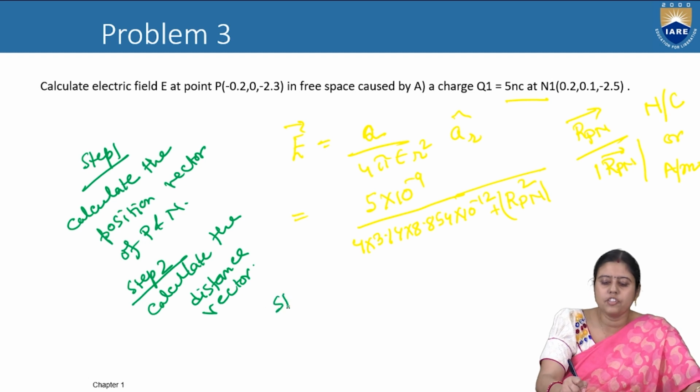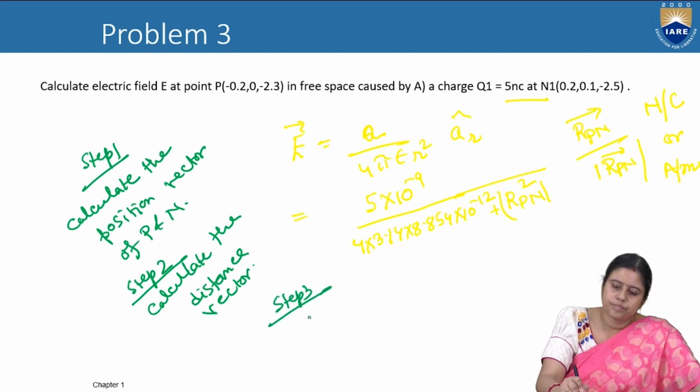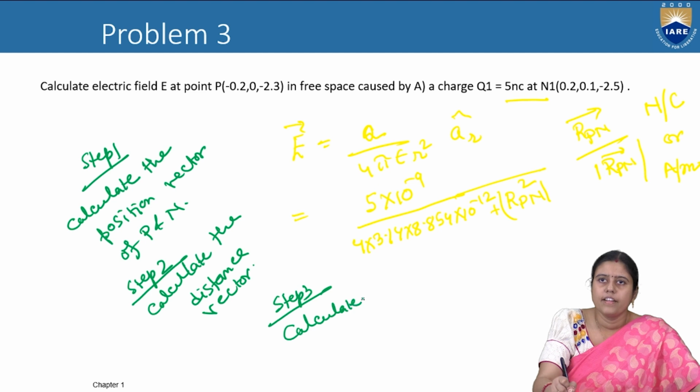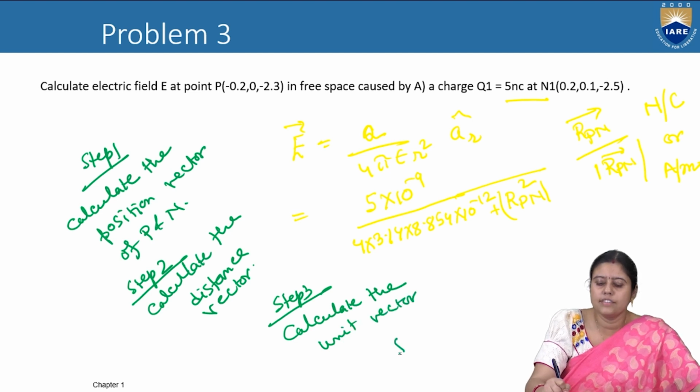For the step 3, what is the step 3? Step 3 is calculate the unit vector. And what is the step 4?